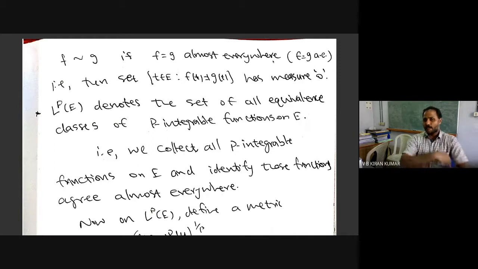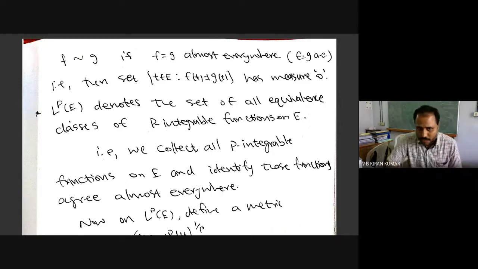Instead, you collect the points where f not equal to g, and that set will have measure 0. That means the set of t such that f(t) not equal to g(t) should be of measure 0. Such a situation is called f equal to g almost everywhere. This almost everywhere is used to denote that some property is true except in a measure 0 set.